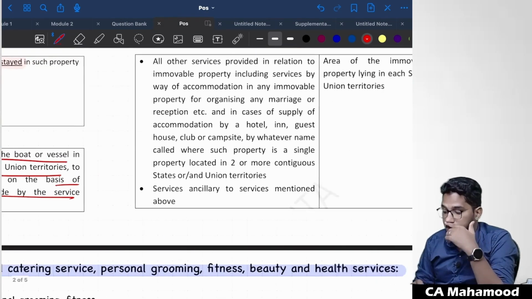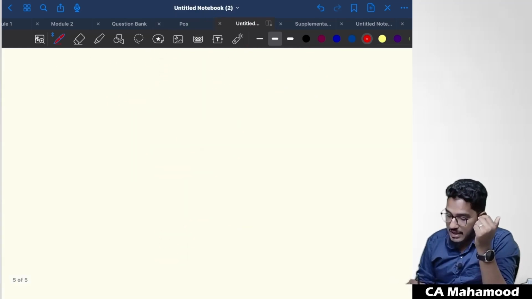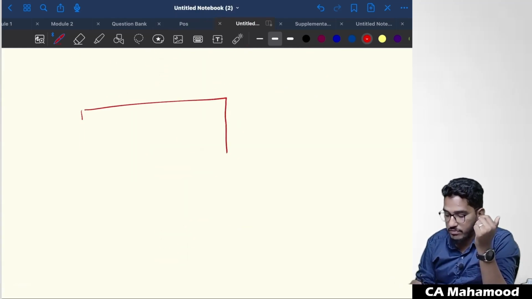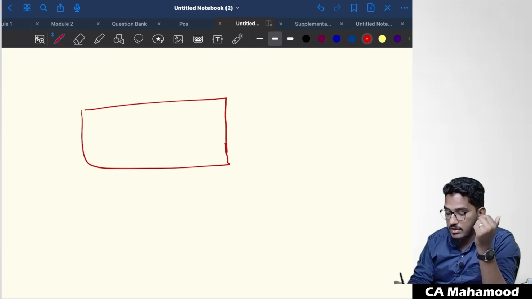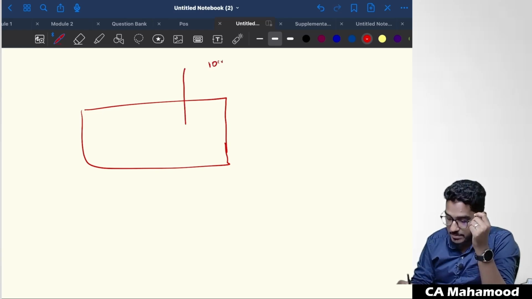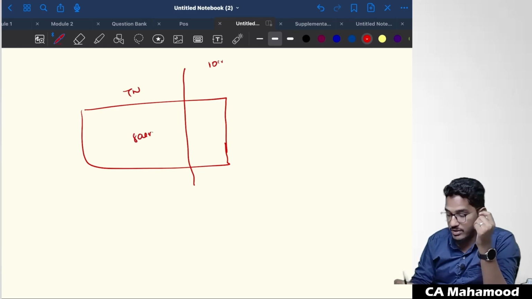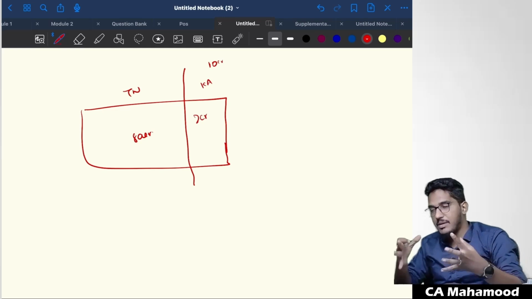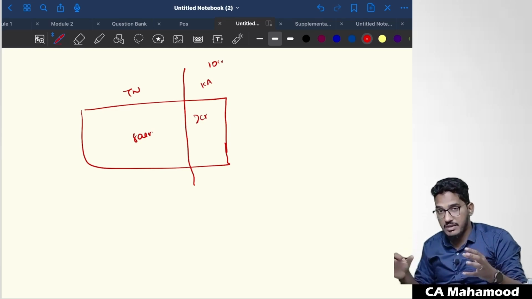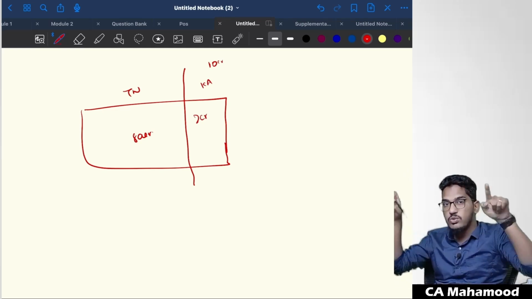Now, sometimes what will happen is, take for example, I'm having a big piece of land. I'm having some 10 acres of land. But out of this 10 acres of land, certain part, take for example, 8 acres is there in Tamil Nadu. The balance 2 acres is there in Karnataka. At the border, I'm having this land. This land is spread across 2 states.